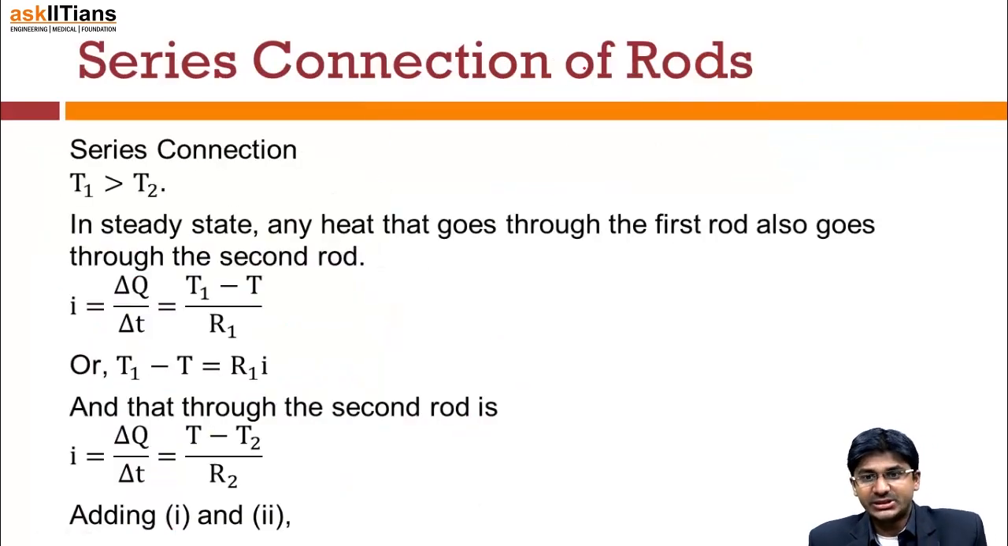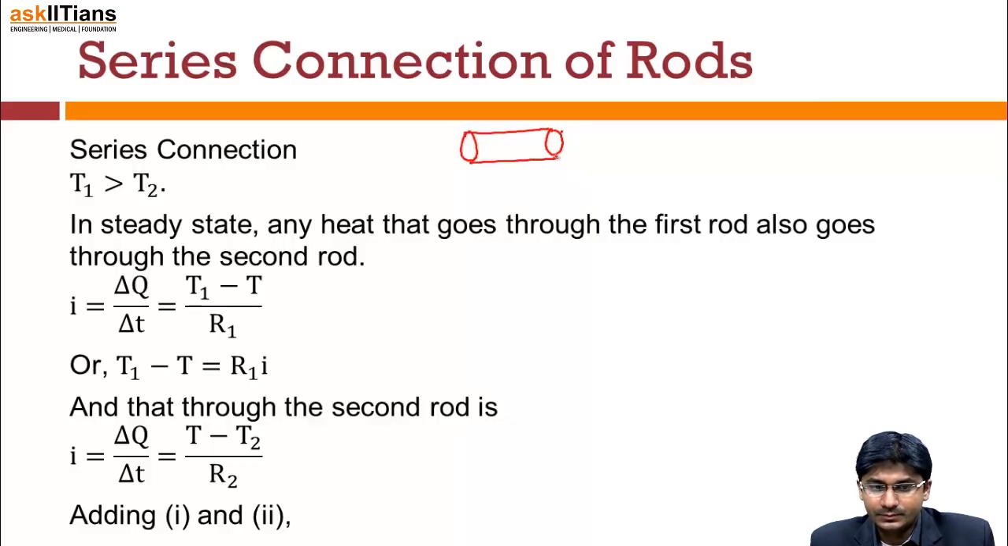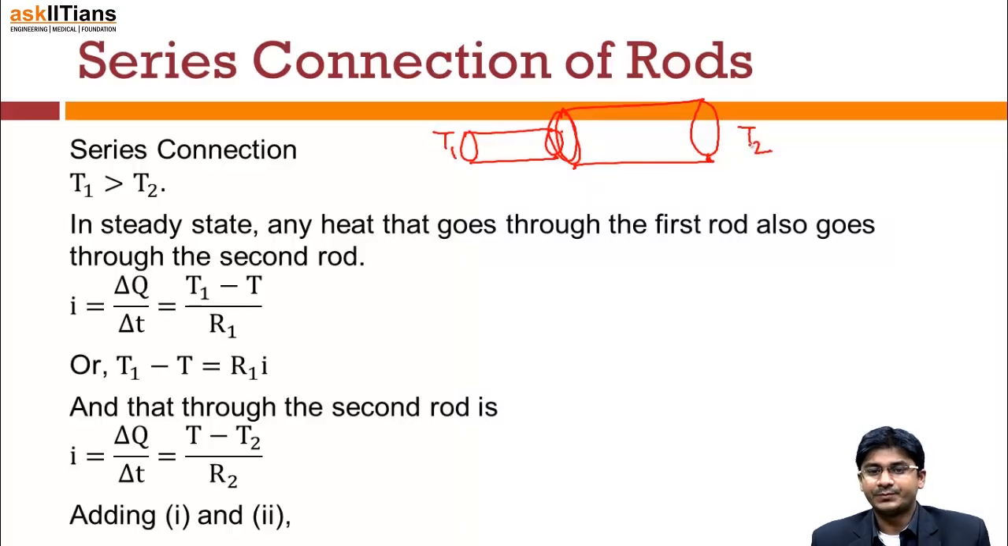Now let's see what happens in a series connection of rods. Now suppose you have a series connection like this. Then you have a different rod here. Okay, these two are connected. Suppose this is temperature T1, this is T2. Now the idea of the series is the same. When it's connected in this manner, in that case the current was constant. Here also the current is constant. But what is the current here? It's the heat current.